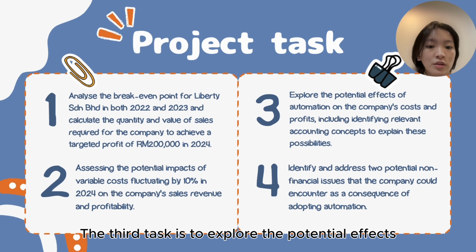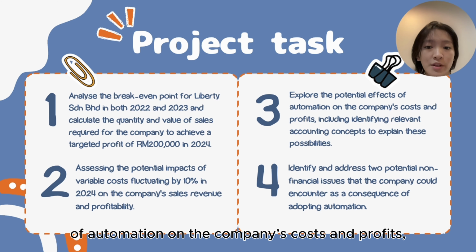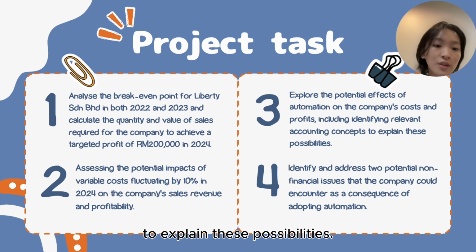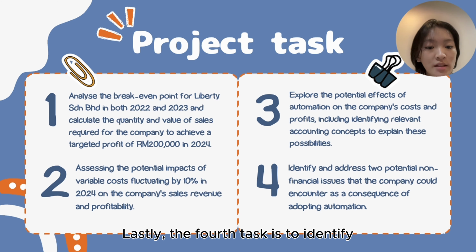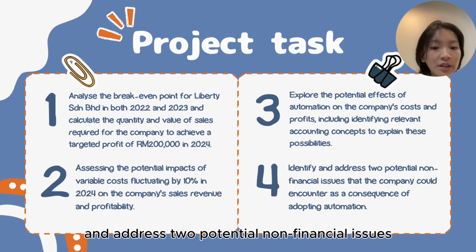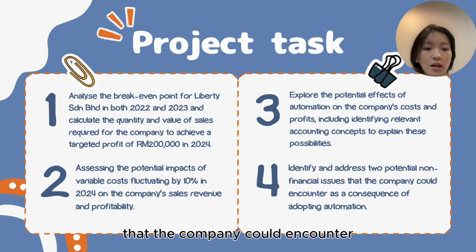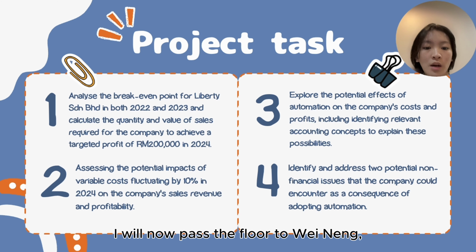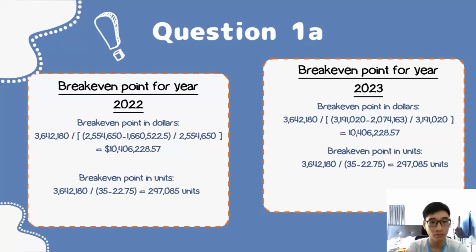The third task is to explore the potential effects of automation on the company's costs and profits, including identifying relevant accounting concepts to explain these possibilities. Lastly, the fourth task is to identify and address two potential non-financial issues that the company could encounter as a consequence of adopting automation. I will now pass the floor to Wei-Neng, who will present the first question.